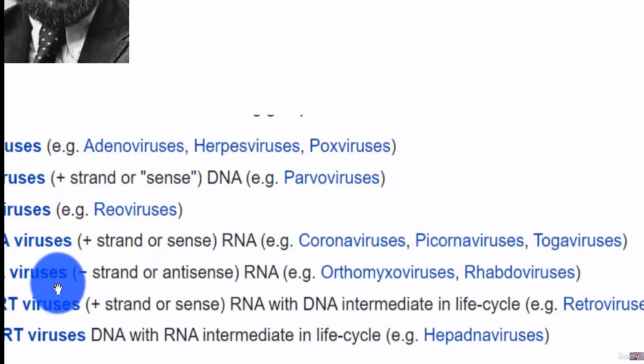Negative sense single-stranded RNA viruses, negative-stranded sense RNA, also poxviruses, reoviruses. Single-stranded RNA RT viruses, positive-stranded sense RNA with a DNA intermediate in the life cycle, retrovirus. Double-stranded DNA RT viruses, DNA with an RNA intermediate in the life cycle, herpesviruses.